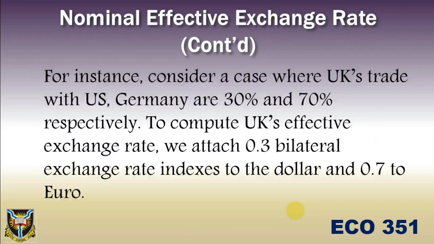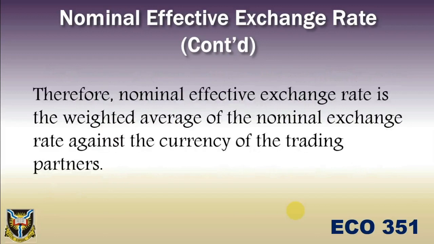For instance, consider a case where the UK's trade with the US and Germany is at 30 and 70% respectively. To compute the UK's effective exchange rate, we attach 0.3 bilateral exchange rate index to the dollar and 0.7 to the euro. Therefore, nominal effective exchange rate is the weighted average of the nominal exchange rate against the currencies of the trading partners.